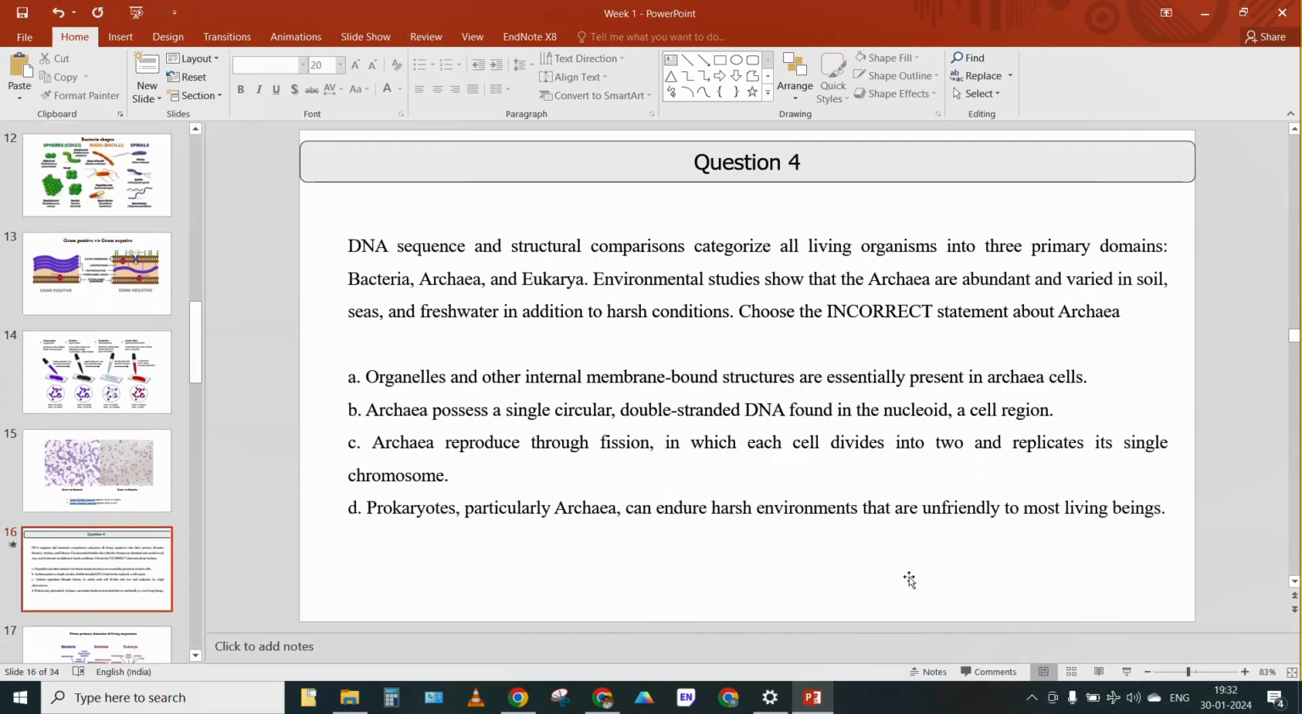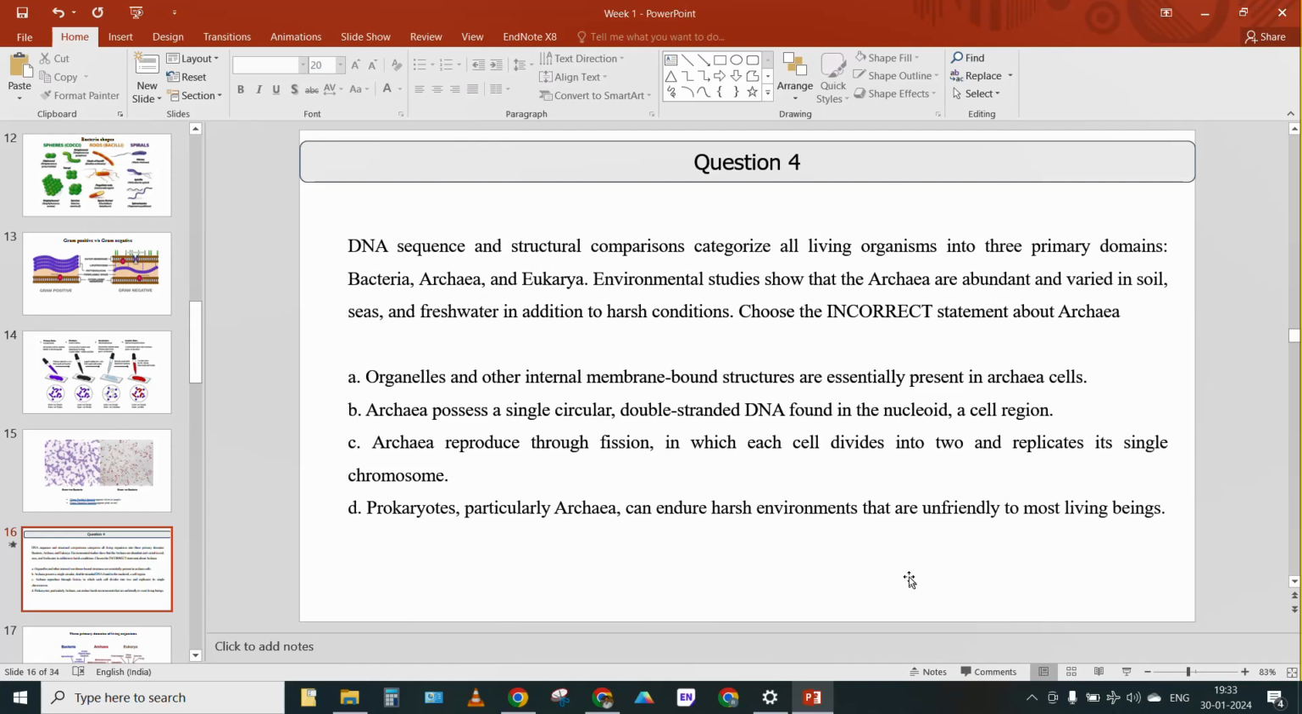Then question 4. So the DNA sequence and structural comparisons characterize all living organisms into three primary domains, which are bacteria, archaea, and eukarya. Environmental studies show that the archaea are abundant and varied in soil, seas, and fresh water, in addition to harsh conditions. Choose the incorrect statement about archaea. So here there is one incorrect statement and three correct statements. You have to choose the incorrect one.